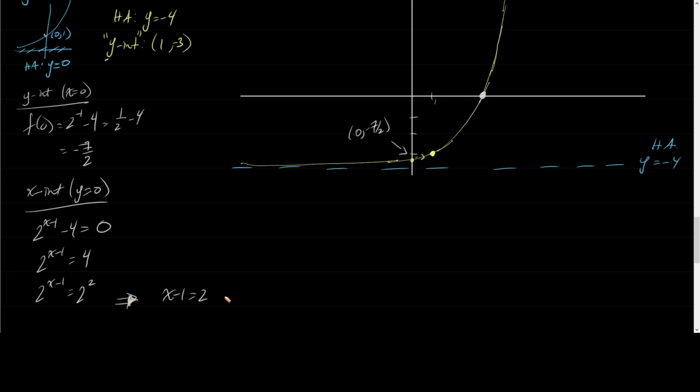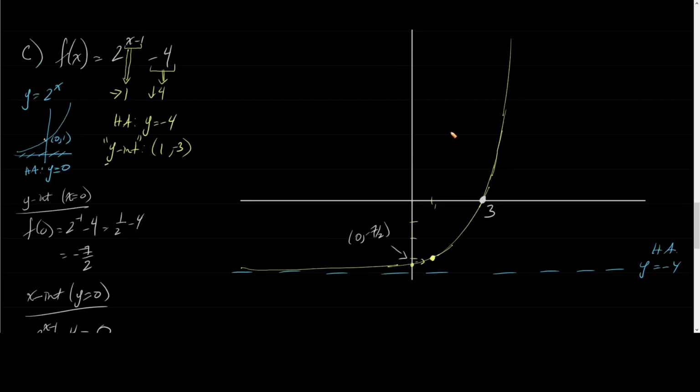And consequently, x is equal to 3. So this right here gives me our x-intercept. So this point right here is (3, 0). It's not drawn exactly to scale, but it looks something like that. Alright. So it's really just a matter of how the transformations affect the asymptotes and the intercepts.